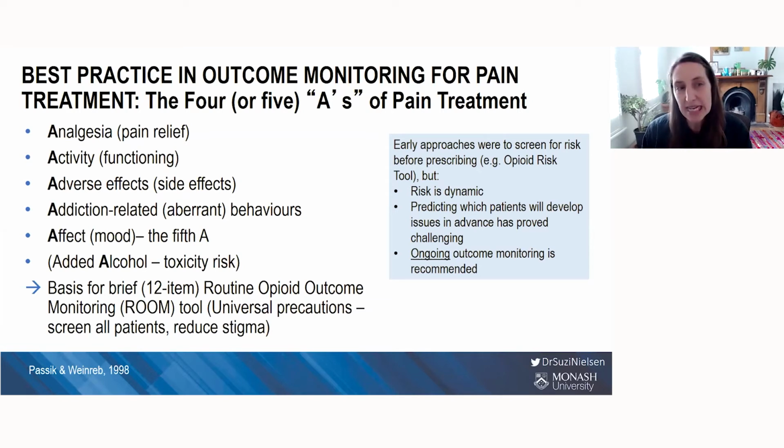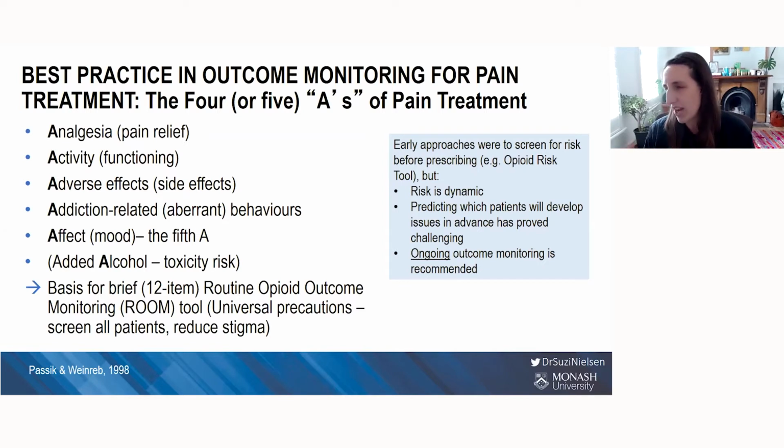The 5th A is affect or mood, and we know that depression is commonly comorbid with chronic pain. And then I've also flagged alcohol, and I'll go into a little bit more detail about that as we go. But essentially, these are key areas which are important to monitor when people are on long-term opioids.